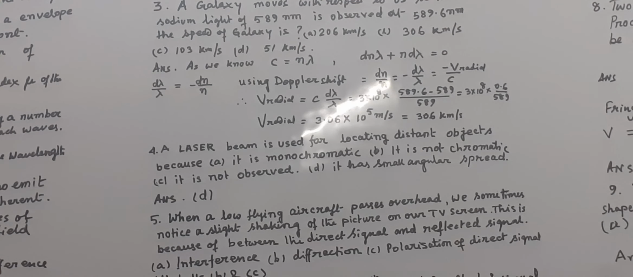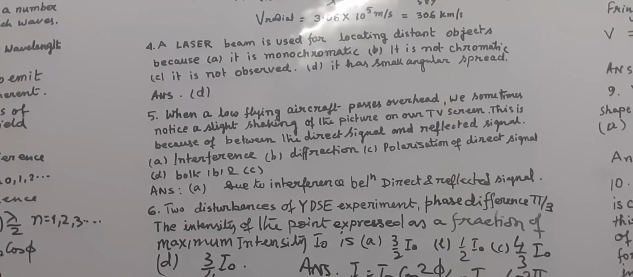Next, a laser beam is used for locating distant objects because it is monochromatic, it is not achromatic, so that is not the reason. Number D, it has small angular spread. The answer is D, because it has small angular spread.